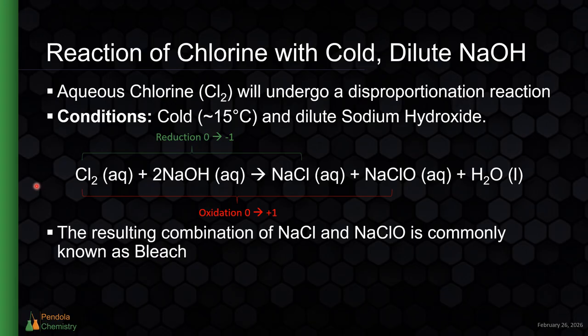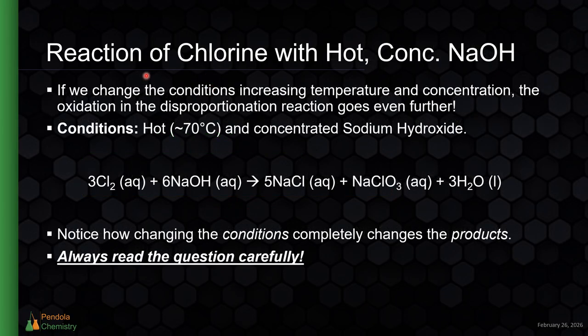Now, we have to be careful though. This reaction only happens if you react chlorine aqueous with sodium hydroxide that is both dilute, so low concentration, and cold, around 15 degrees Celsius. But if we react the chlorine with hot, concentrated sodium hydroxide, we change not the reactants, but the conditions. We get a different reaction.